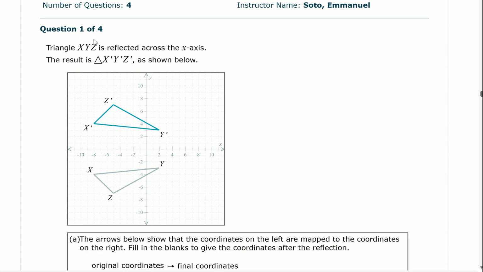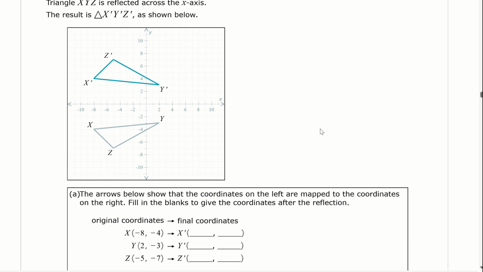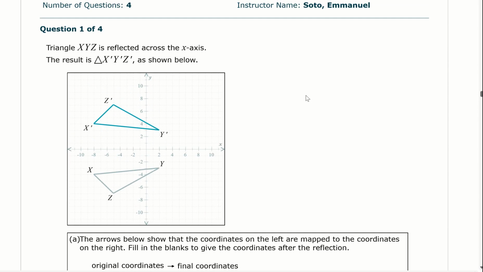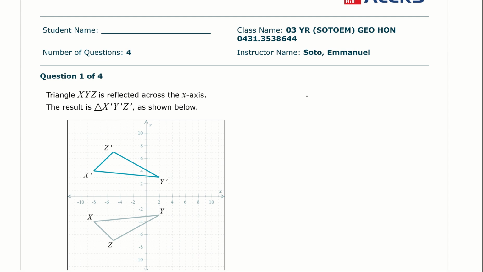So triangle XYZ is reflected across the x-axis. The result is triangle X prime, Y prime, Z prime as shown below. There are four rules that you have to know for reflections. So four main rules, and I'll write them over here. So, reflections.